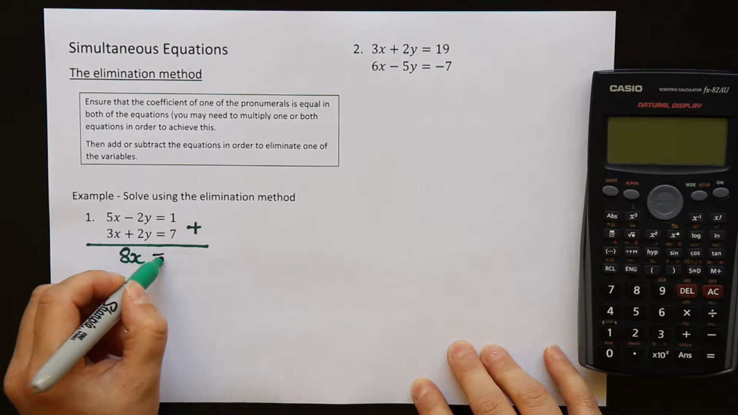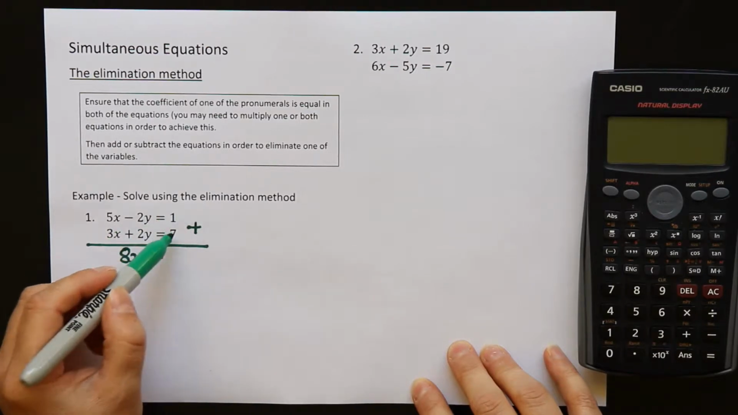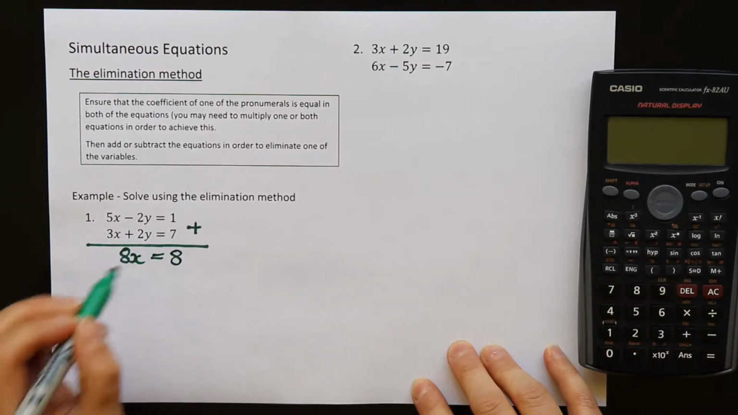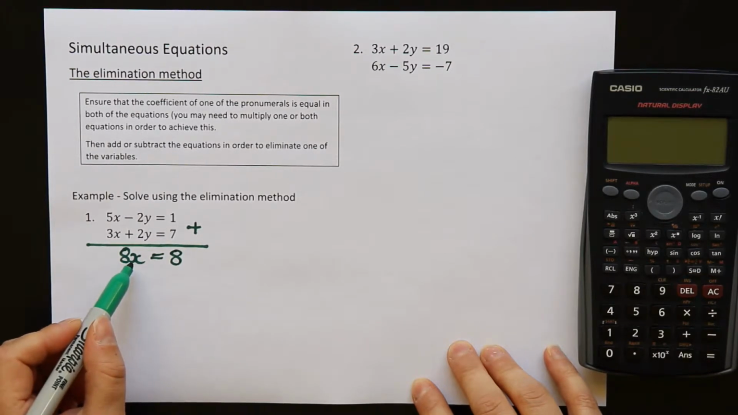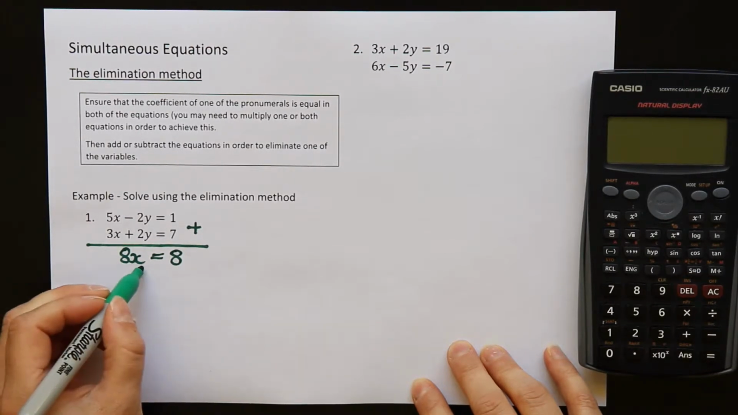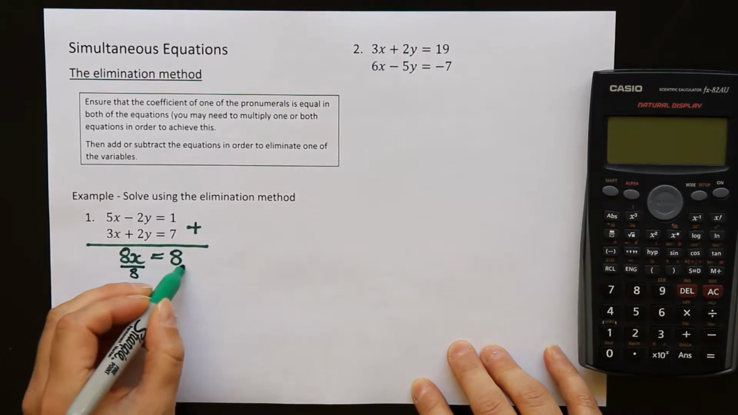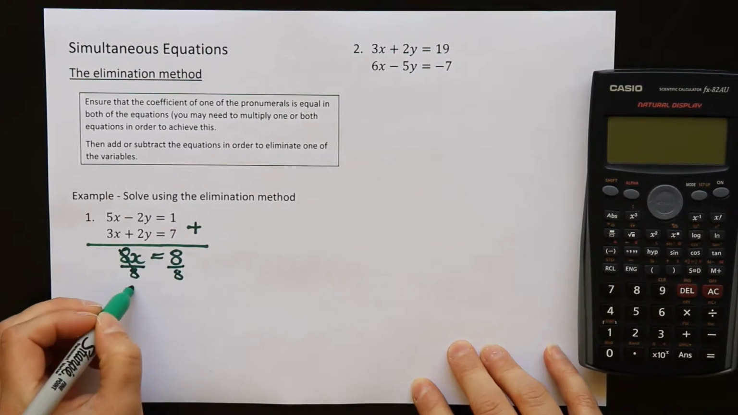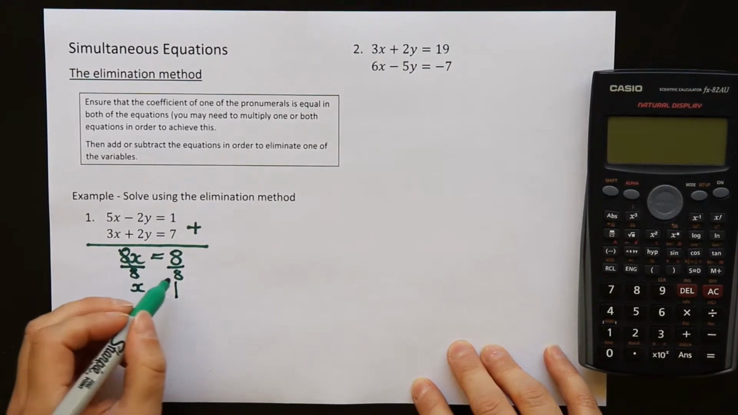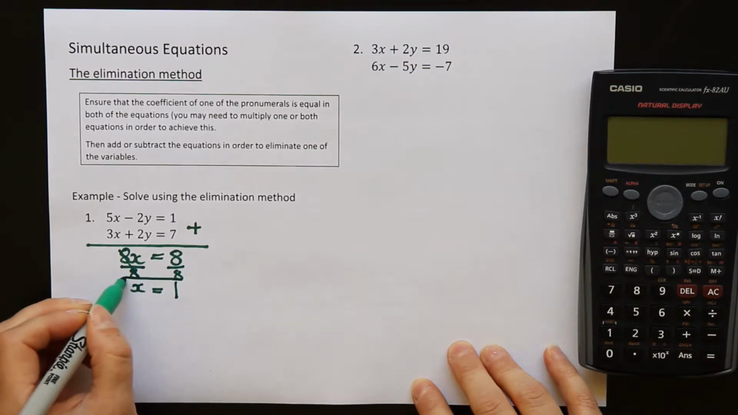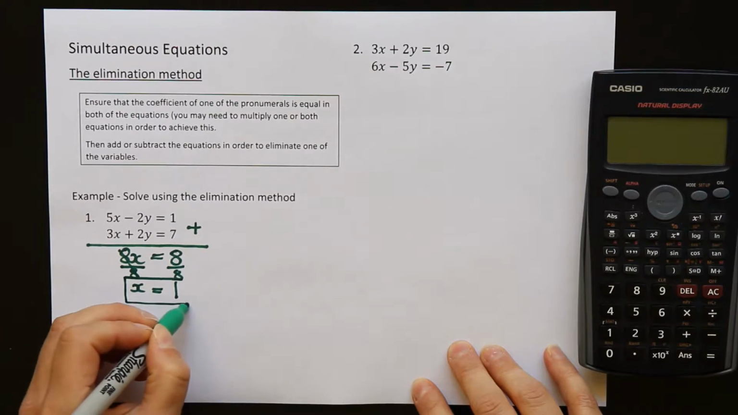Then we have the equal sign. 1 plus 7 is 8. So now we have a nice easy equation that just has x in it, and we can solve for x. If I divide by 8, that gets rid of that, so x is equal to 1. We've found the solution for one of our pronumerals already, x is equal to 1.